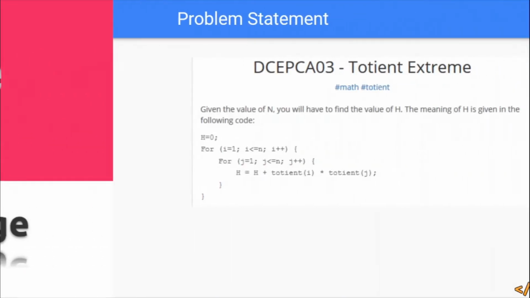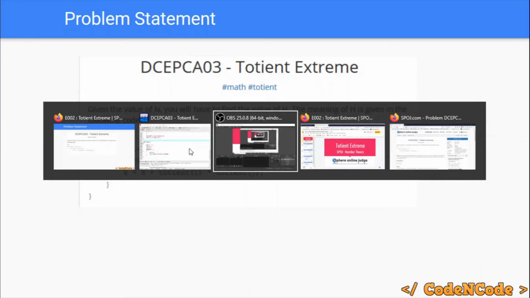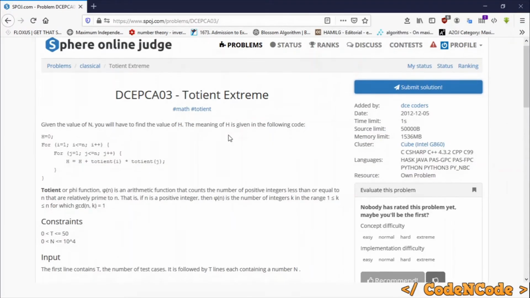So the problem is we are given Q queries. In each query we are given an integer n and we have to find this. Basically run a loop from 1 to n, and for each i run a loop with j from 1 to n, and then add totient of i into totient of j. Totient is Euler's totient function. So this is what we have to print, and if I show you, this is the problem.